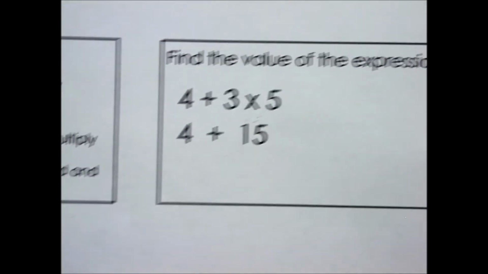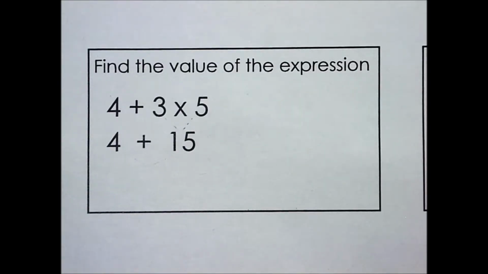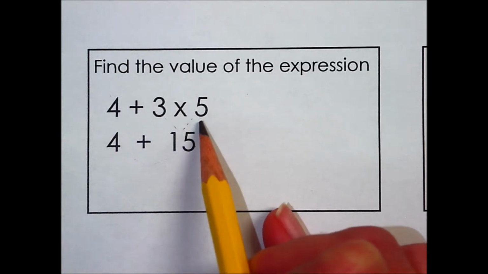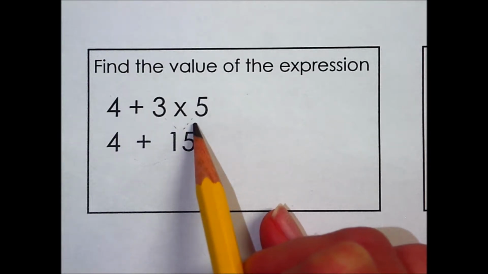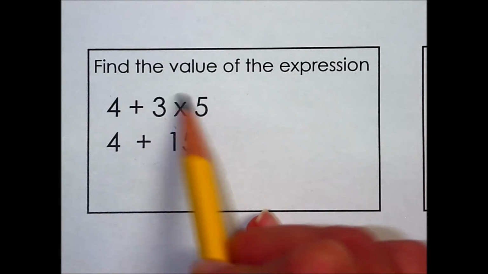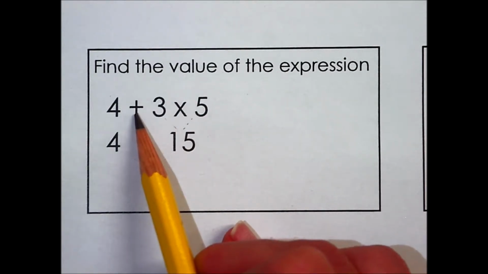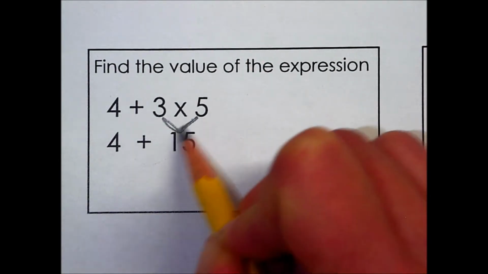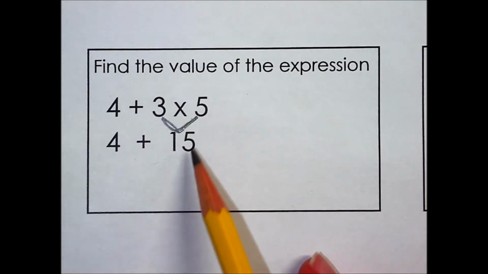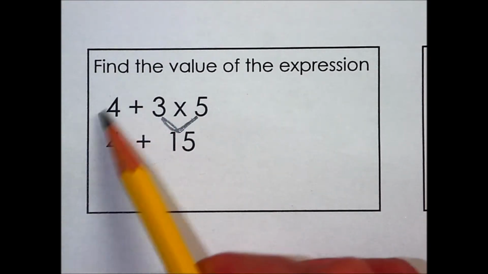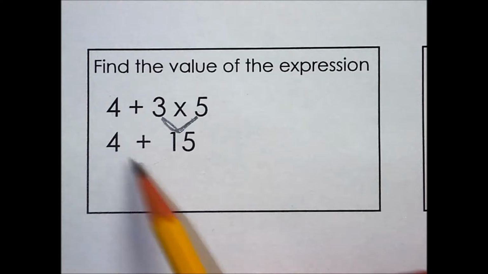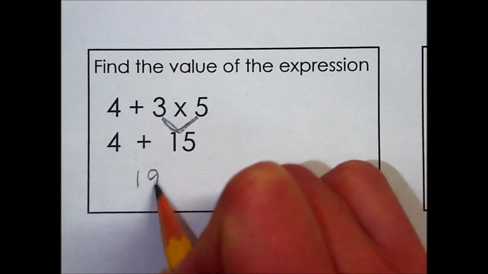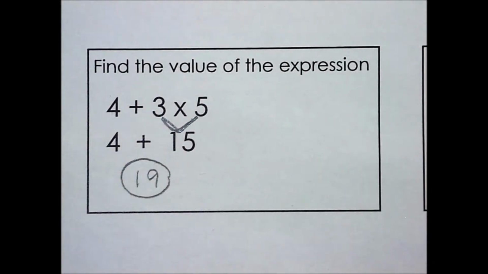So let's practice finding the value of these expressions. If I start with 4 plus 3 times 5, I'll go to my order of operations and see that multiplying comes before addition or subtraction. So that's what I have to do first. Let's do this little caret sign to show that we're going to do 3 times 5 is 15. Then we bring down everything that we did not use. I'm left with just one operation. 4 plus 15 will give me my final answer of 19.